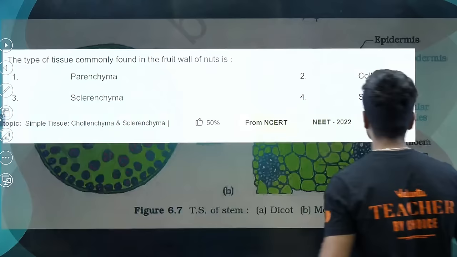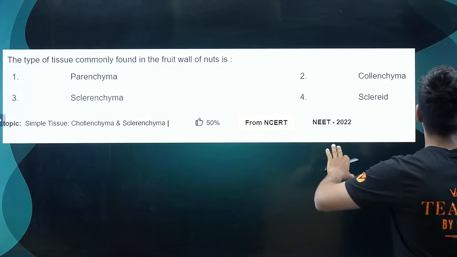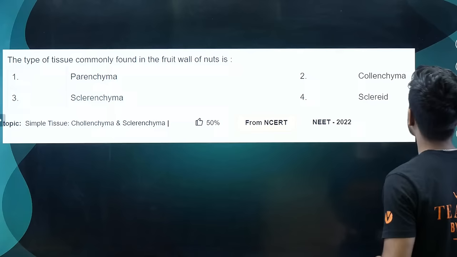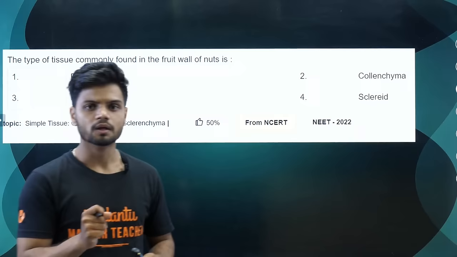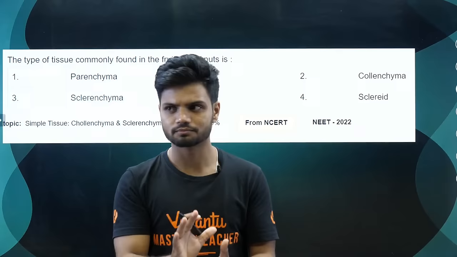Next question, all of you. Understand how to derive the question. Understand how to solve the question. You might have solved the question, that's why you know the answer instantly. But you need to see some options which will help you to understand the question. Right? Next question: the type of tissue commonly found in the fruit walls of nuts.